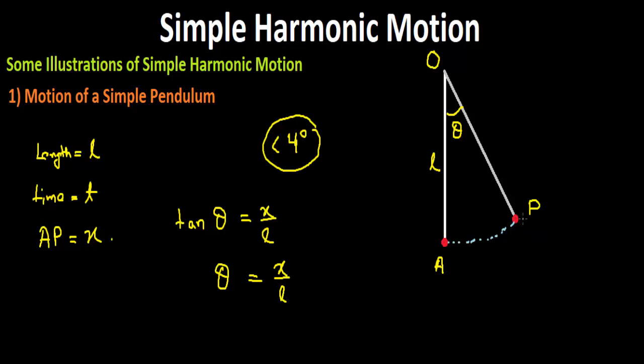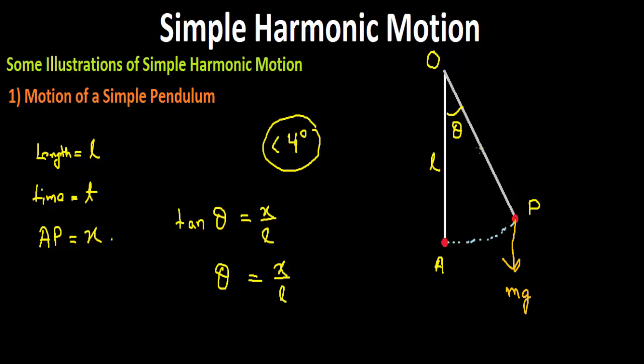Now at any position P, the weight of it is mg vertically downwards. I'm just drawing a straight line. Now we'll resolve it into components. The two components will be mg cos theta and mg sin theta.